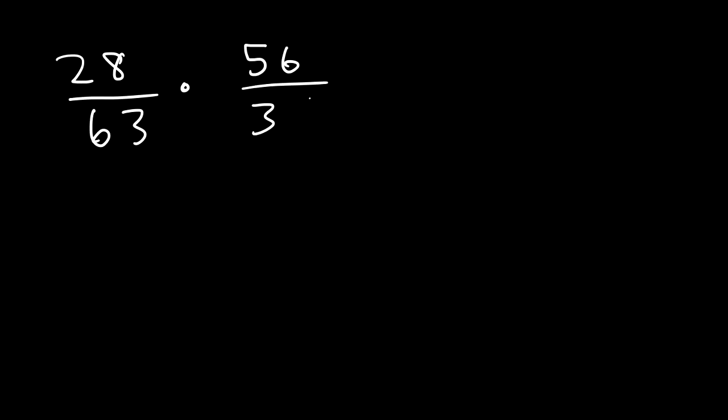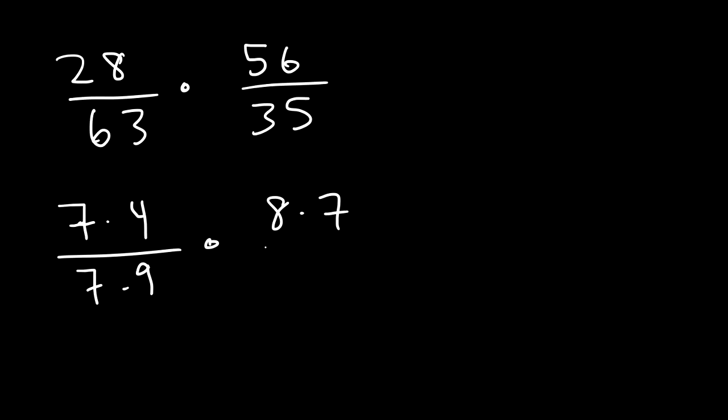Now sometimes you may have to multiply two fractions that contain very large numbers. For example, 28 over 63 times 56 over 35. Now you don't want to multiply 28 by 56 because it's going to give you a big number, and then you have to simplify that big number, which is a lot of extra work. The best thing to do is to simplify the numbers now. 28 is 7 times 4. 63 is 7 times 9. 56 is 8 times 7, and 35 is 5 times 7.